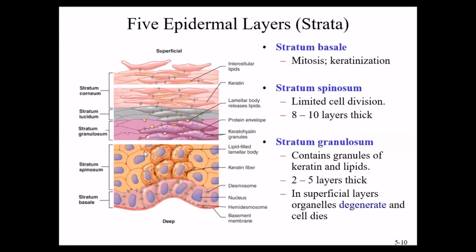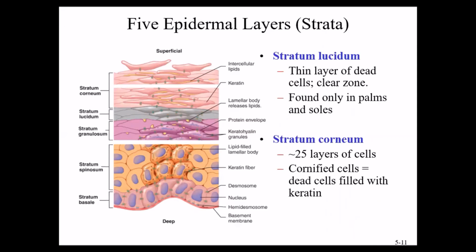Then the next layer up, more superficial, is called the stratum granulosum. This is where you're going to find multiple granules of this keratin protein, and the lipids have finally formed inside of these layers. You've got about 2 to 5 layers of cells in the stratum granulosum. Most of these cells are non-living at this point. They start to die off, they degenerate, their organelles are breaking down, and the cell is beginning to die in this stage.